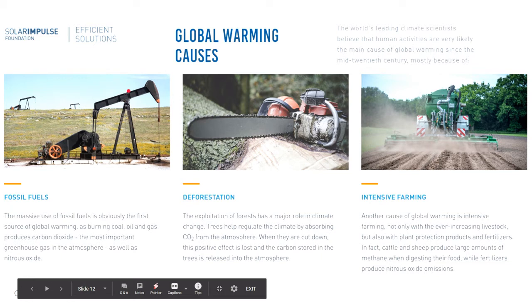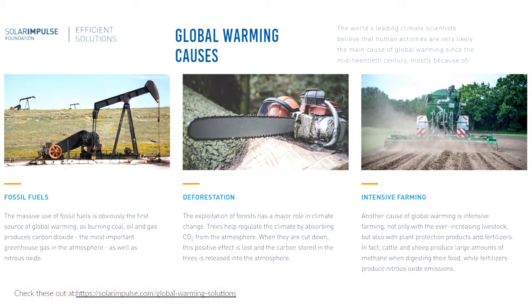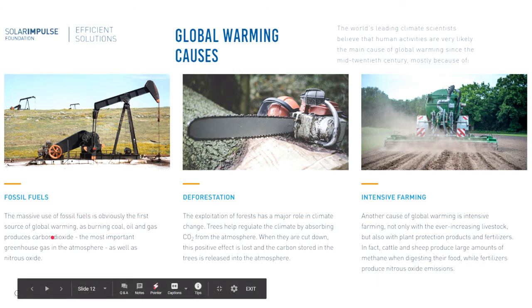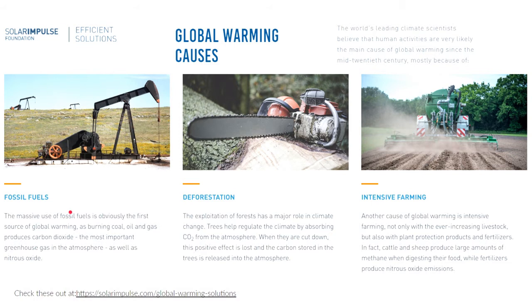So we see here the first human activity will be the burning of fossil fuels. Okay, so the massive use of fossil fuels. I hope you know where fossil fuels are from and how they're produced. The burning of coal, oil, and gas produces carbon dioxide, and we all know this is the most important greenhouse gas in the atmosphere. We burn fossil fuels to generate electricity and power, and that's the main cause of global warming.